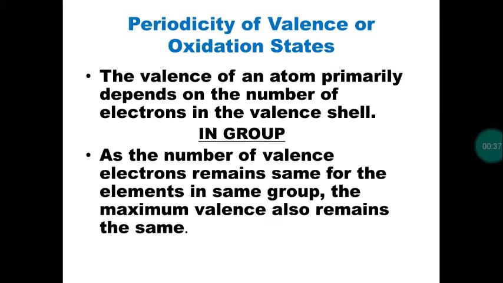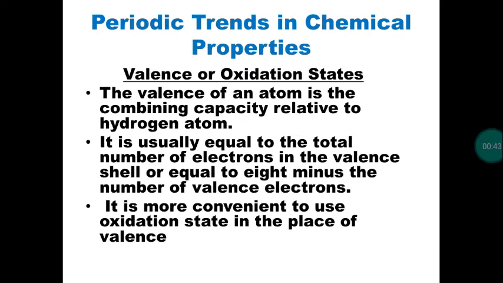Okay, first, valence or valency. Valency can also be denoted as oxidation state. So this is not new to you. Already we have completed this in lower classes. Valence or valency is simply the combining capacity of an element: an element is combining with how many other elements or atoms. This is called valence or valency.